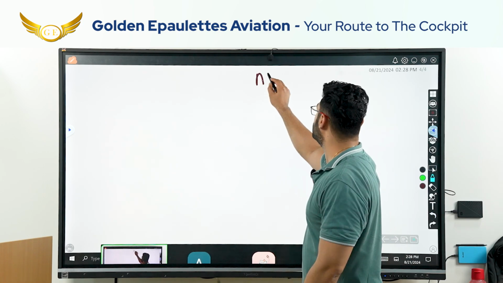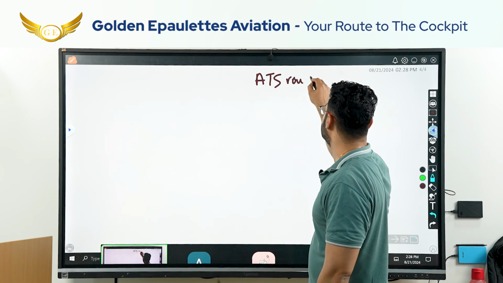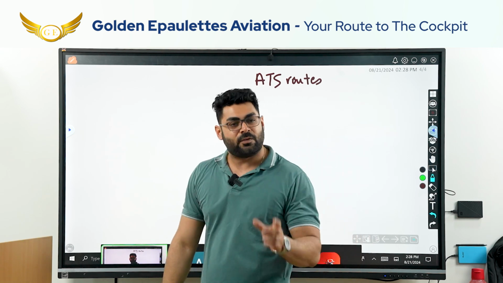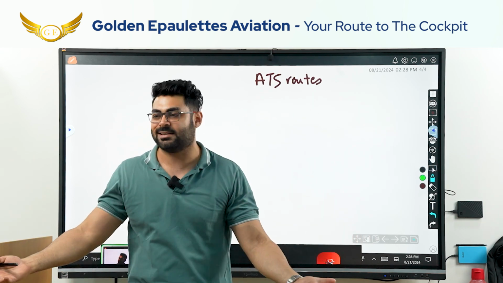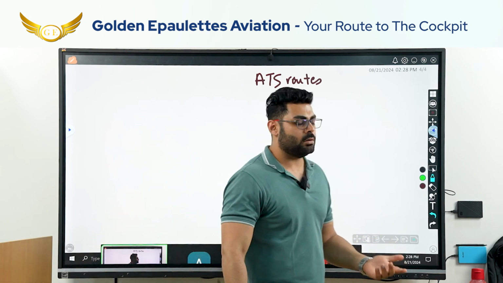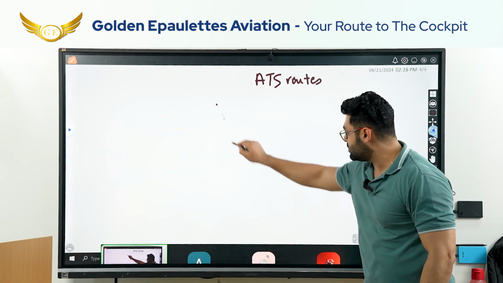Air traffic services routes, again part of your regulations and RTR also. ये fixed होते हैं. Just like our highways on the ground, we have highways in the air, but obviously we can't see them because we have an aircraft. So those are set routes like this.